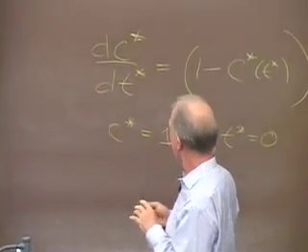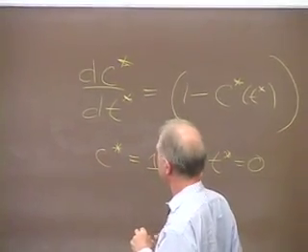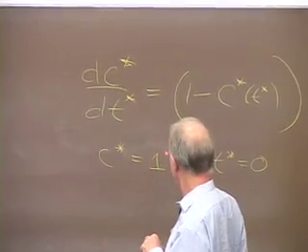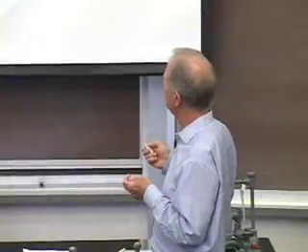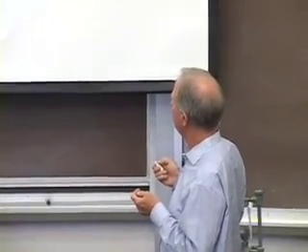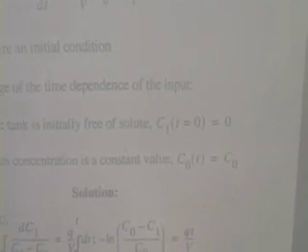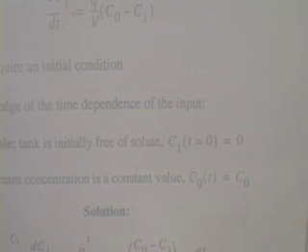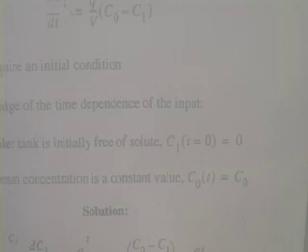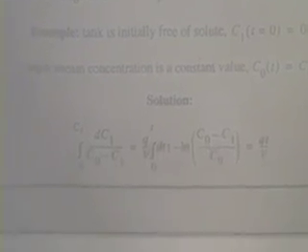So that's the reason C star is equal to 1. Because if I had picked C star to be 0, in other words, if I pick this constant value coming into the tank as being 0, then the tank initially has nothing in it. It will never have anything in it. That's another solution to the problem. It's not a very interesting one, but it's another solution to the problem.